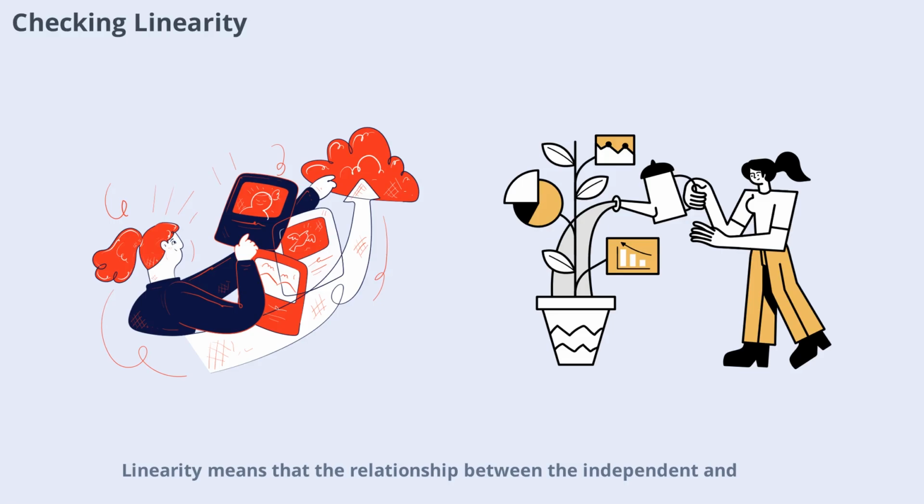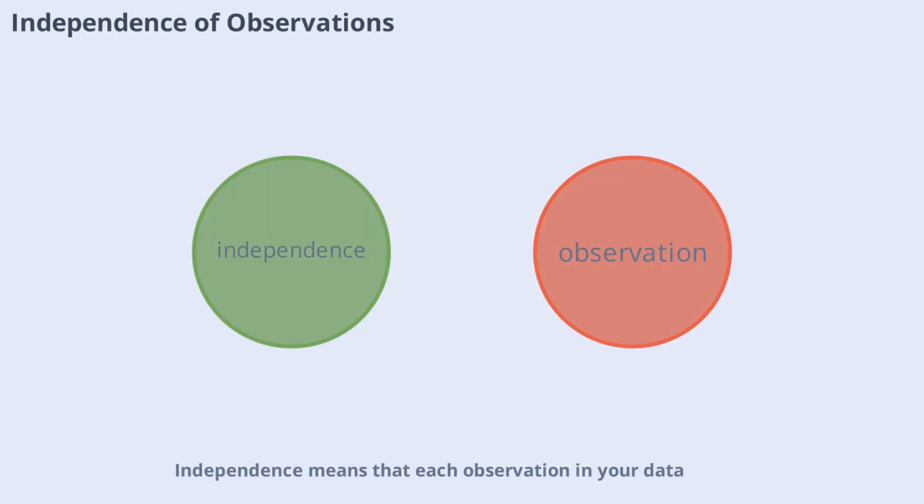Linearity means that the relationship between the independent and dependent variables can be described with a straight line. You can check for linearity by plotting the data and looking for a straight line pattern. If the relationship is not linear, simple linear regression may not be appropriate, and you might need to consider other models or transformations.